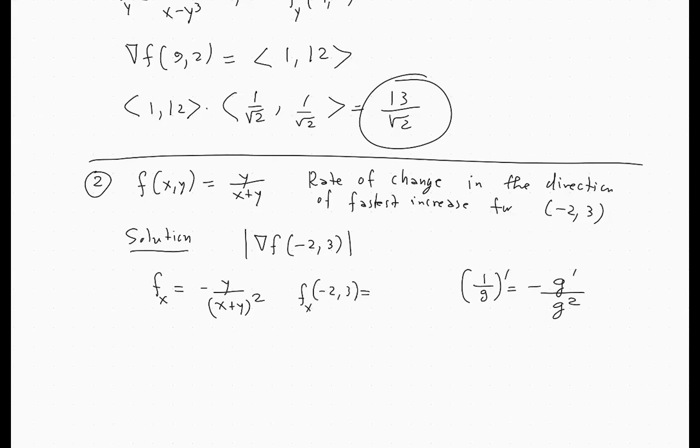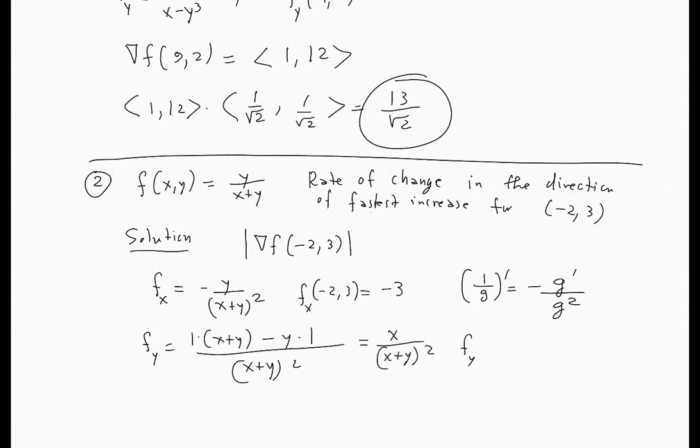How about f sub y? Let's use the quotient rule here. So we will have 1 times (x plus y) minus y times 1, over (x plus y) squared. And this will be x plus y minus y, so this will be x over (x plus y) squared. And f sub y at (-2, 3) is going to be simply -2.